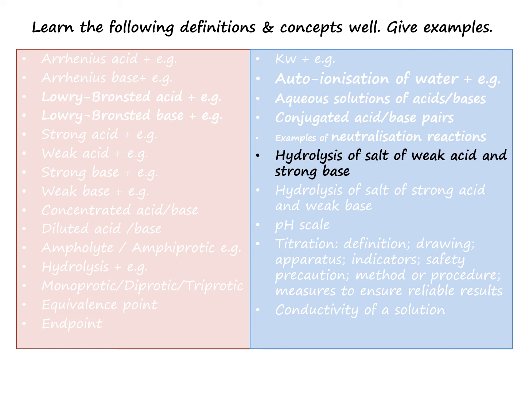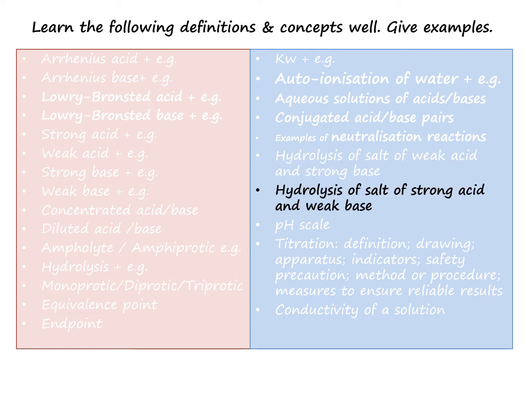Write down examples such as sodium ethanoate, sodium oxalate, and sodium carbonate. The hydrolysis of the salt of a strong acid and a weak base results in an acidic solution. Therefore, the pH is less than 7. An example of such a salt is ammonium chloride.